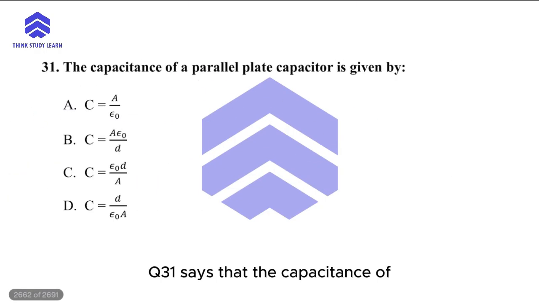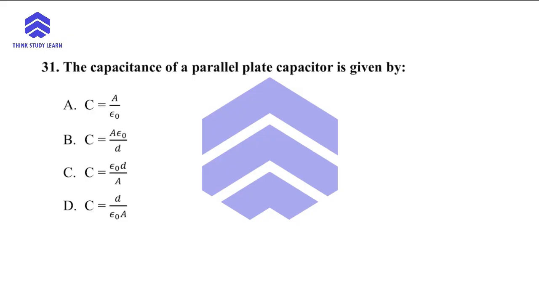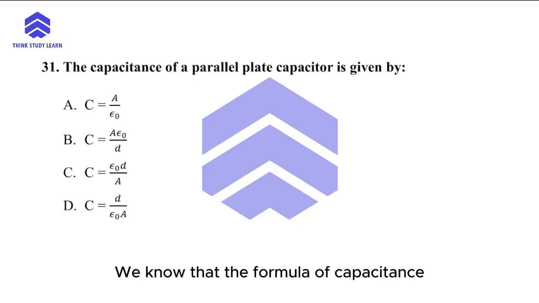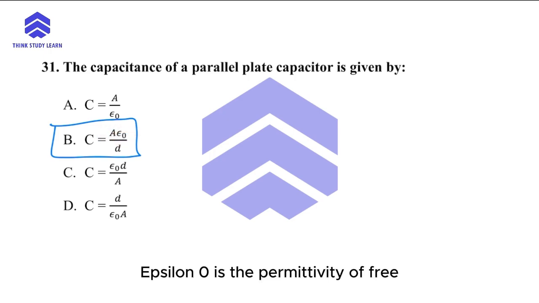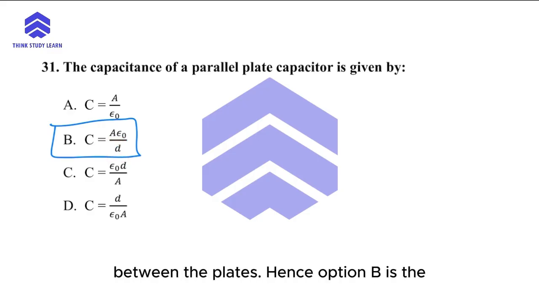Question 31 says that the capacitance of parallel plate capacitor is given by. We know that the formula of capacitance is this. Here A is the area of one plate, epsilon naught is the permittivity of free space, also known as the vacuum permittivity, and D is the separation between the plates. Hence, option B is the correct answer.